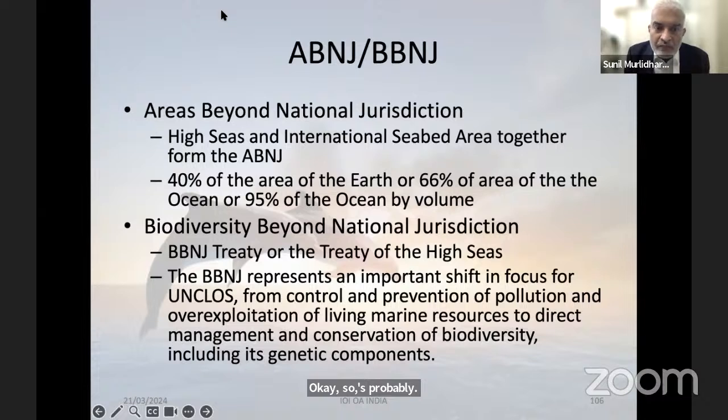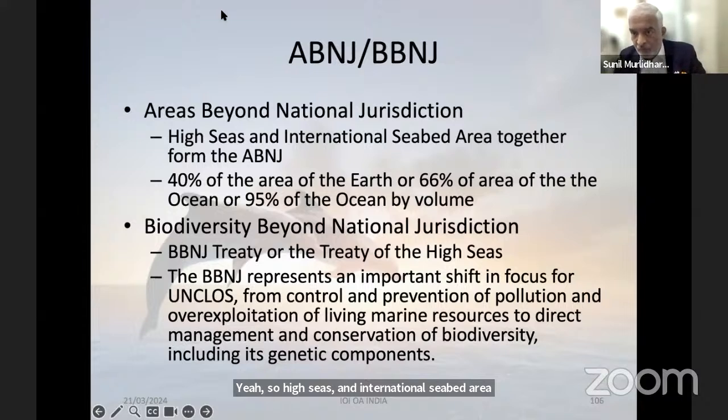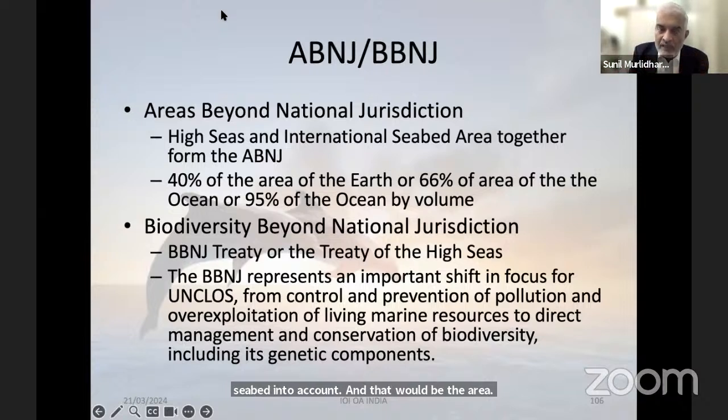So the High Seas and the International Seabed Area together. The International Seabed Area is the seafloor, and the high seas are above it. So the entire water column and the sea on top, the seabed, and the subsurface below that, okay? All of that forms the area beyond national jurisdiction. The Seabed Authority is only concerned about the seabed, not about the water. So if you take the water and the seabed into account, that would be the area outside national jurisdiction, and that's why it's called the ABNJ.